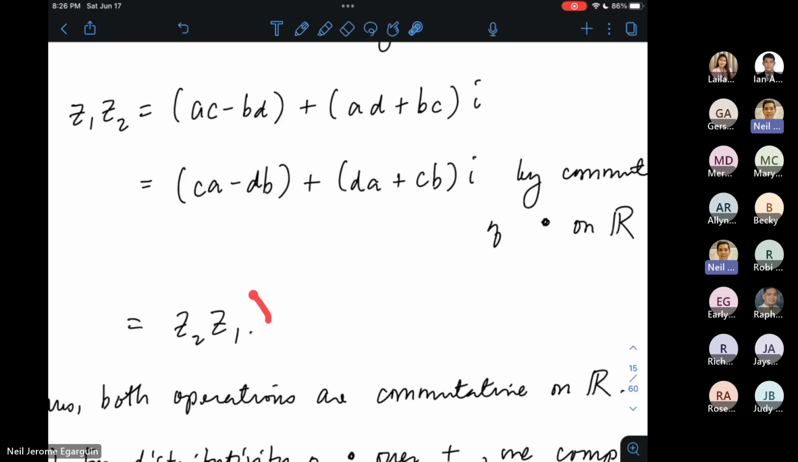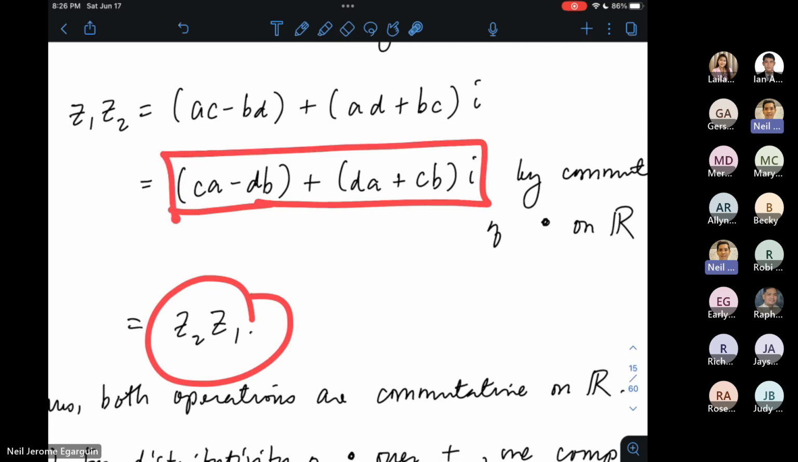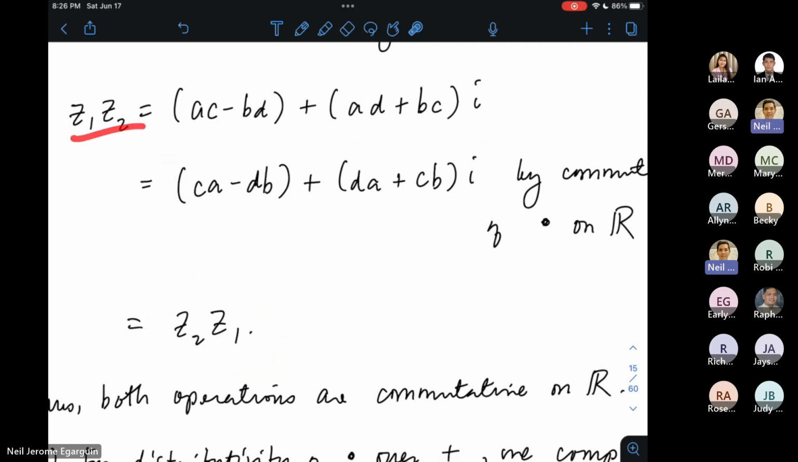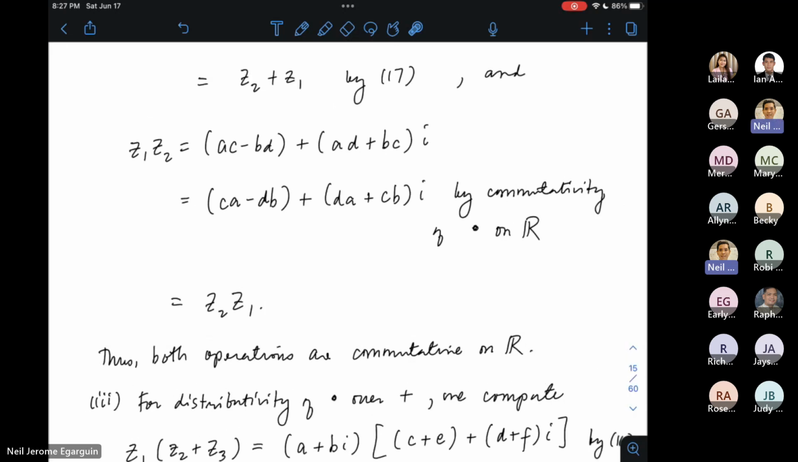And then if you will check how Z2 times Z1 will look like after you apply the definition of multiplication, you will see that this is exactly this guy. And so you have proven that Z1 times Z2 is equal to Z2 times Z1. Okay? Mas madali yung commutativity. Right? Any questions?